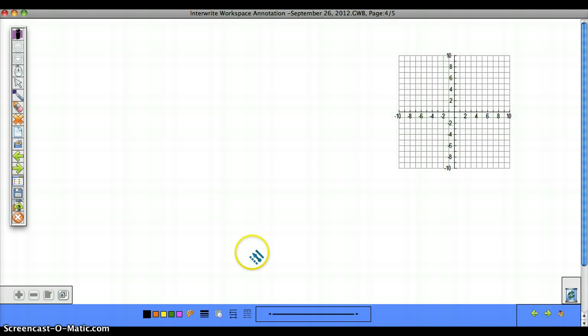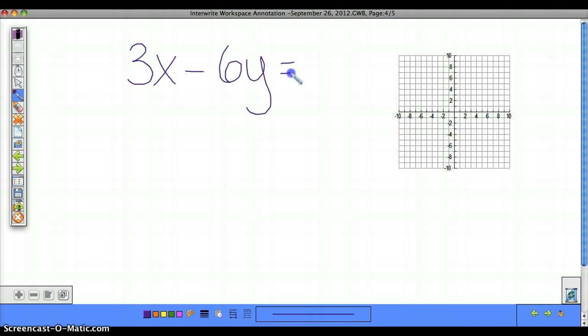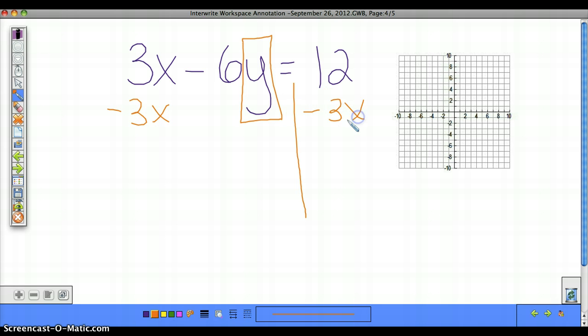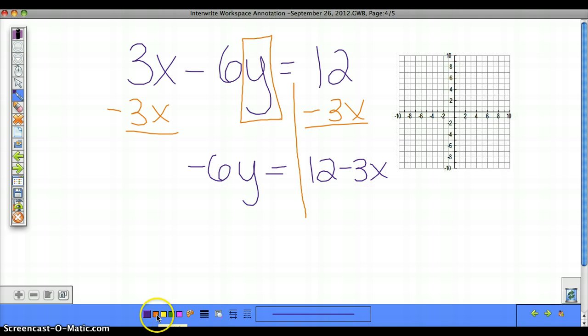Now, let's do another example. If I have the equation 3x minus 6y equals 12, I want to graph this line. The first step here is we have to put it in slope-intercept form. So I need to get y by itself. If you remember from before, in order to do this, I have to subtract the 3x over. So we now have negative 6y equals 12 minus 3x. And then I'm going to divide by negative 6.